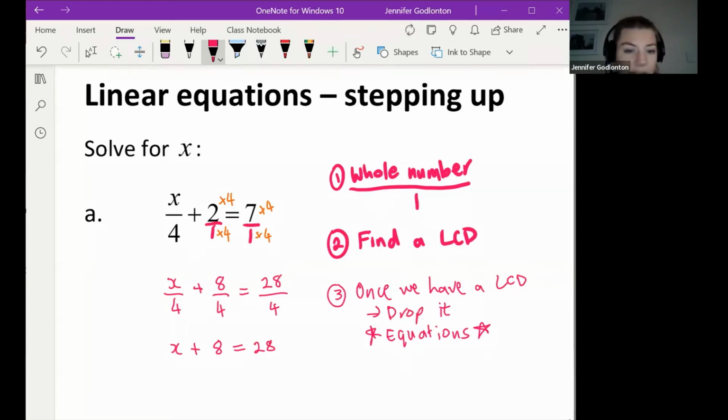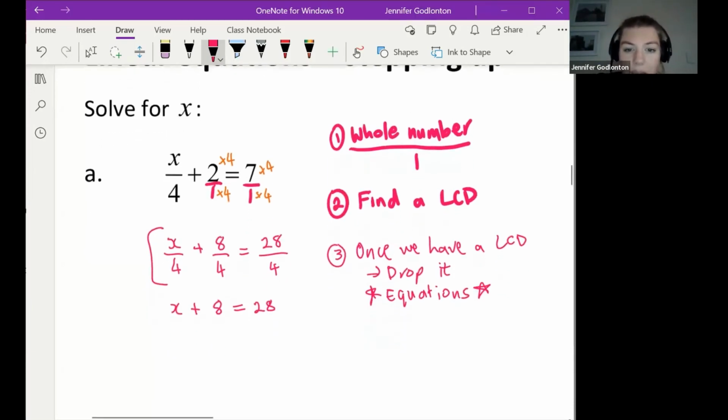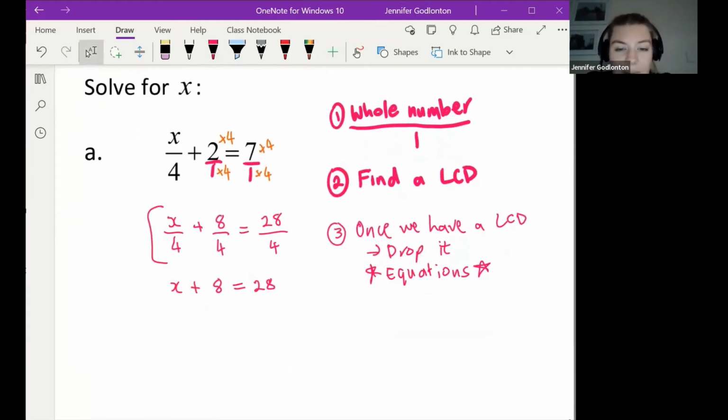Exactly, we're finding the LCD to get rid of the fraction. That's exactly what we're doing, Alvarez. So this step over here, you don't even have to write once you found it. It's just some people find it easier to write. Okay, once we've got that LCD, then we just have a normal linear equation. And so then we can solve for x. Okay, and we just do it the same way we would do any other equation.